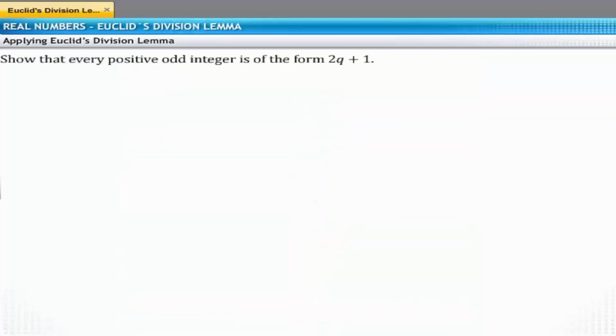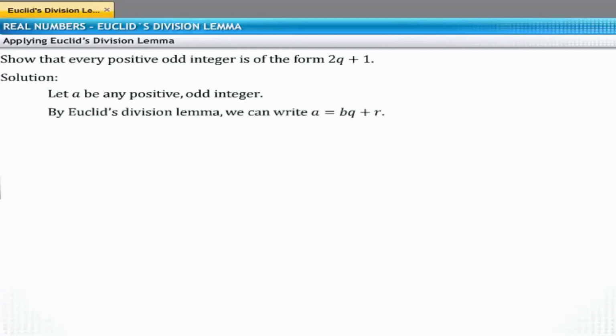Let's take this problem to show that every positive odd integer is of the form 2q plus 1. Let a be any positive odd integer. Then, by Euclid's division lemma, we can write a is equal to b multiplied by q plus r. If we take the value of b as 2, we can write a is equal to 2 multiplied by q plus r.